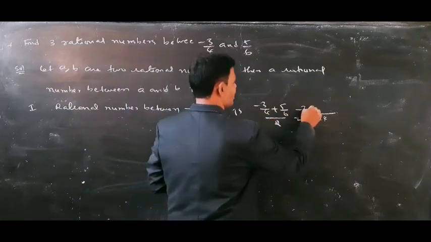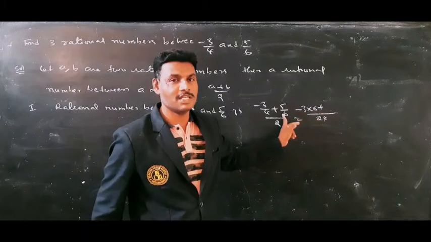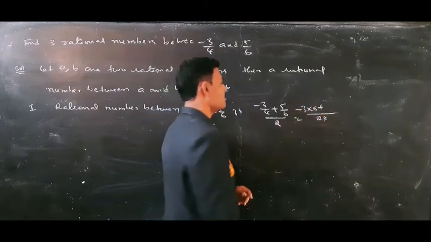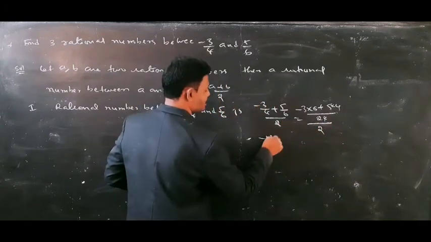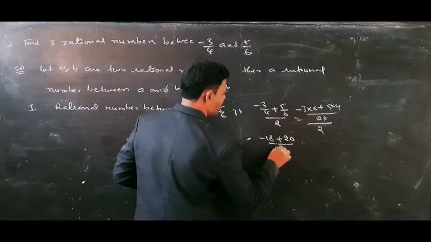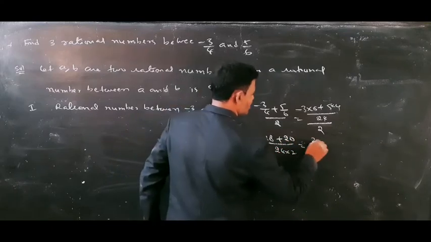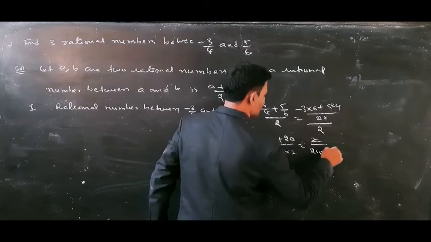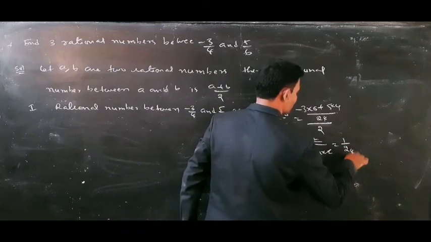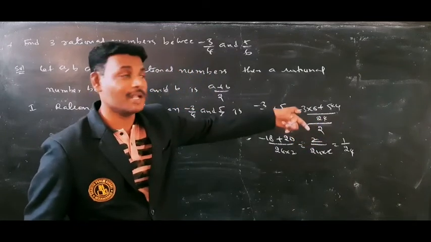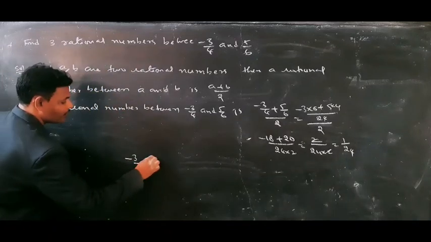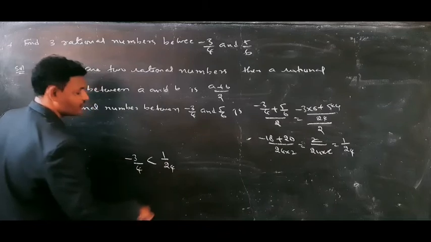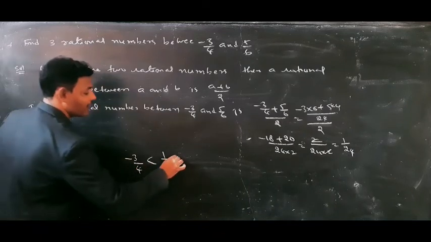So it is minus 3 into 6 plus, with 6, 24 is going in 4 times, so 5 into 4, by 2. Minus 6 3s are 18 plus 5 4s are 20, by 24 into 2, is equal to 2 by 24 into 2. 2 and 2 cancel. What is the answer? 1 by 24. So 1 by 24 is a rational number between minus 3 by 4 and 5 by 6. So 1 by 24 is more than minus 3 by 4 and also less than 5 by 6.